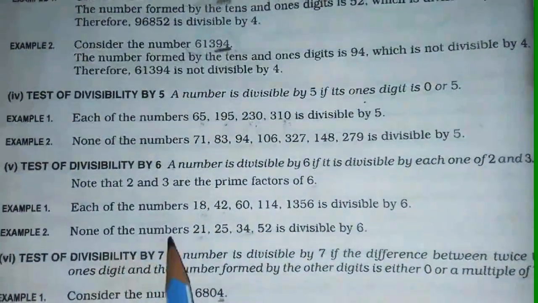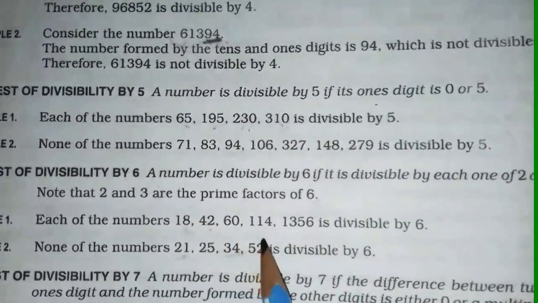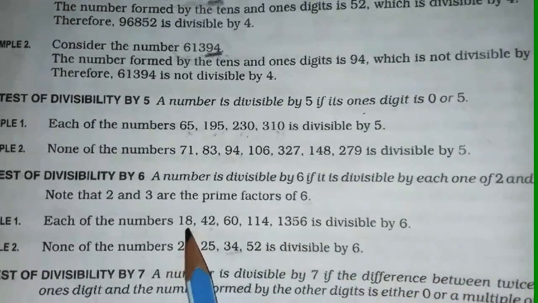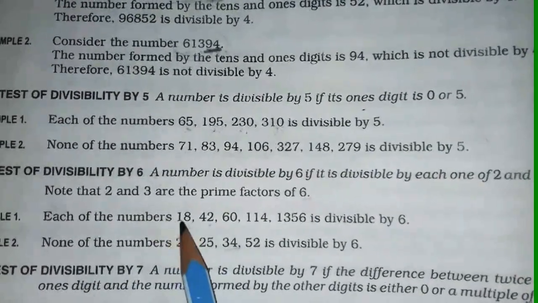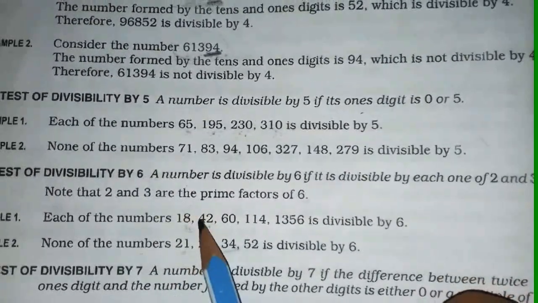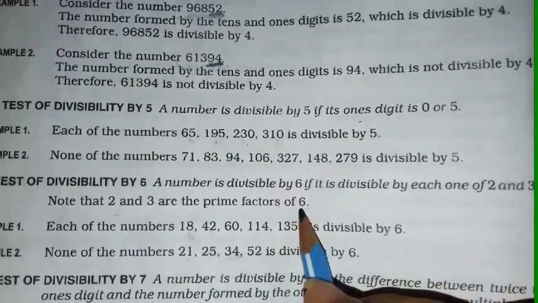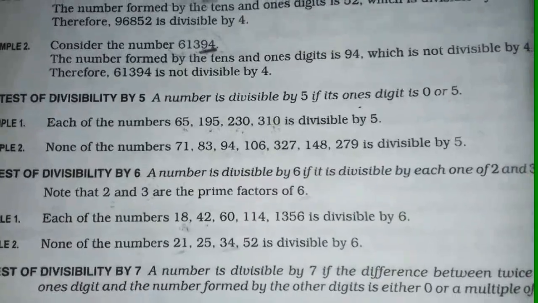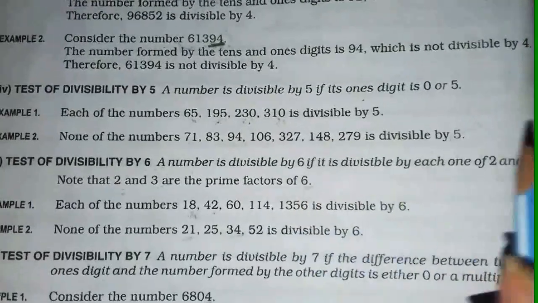For example, 18, 42, 60, 114, 1356. Here 18 is divisible by 2 and 18 is also divisible by 3. Here 2 nines are 18 and 3 sixes are 18. If 18 is divisible by both numbers 2 and 3, then 18 is also divisible by 6. Next, 42. 42 is also divisible by 2 and 3. Therefore, 42 is divisible by 6.